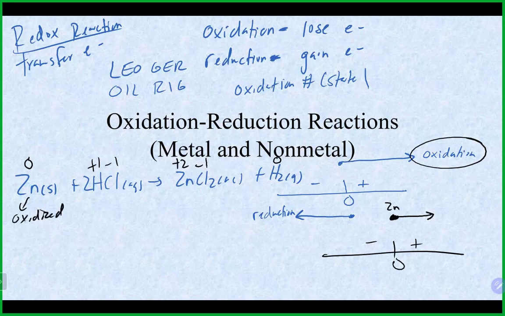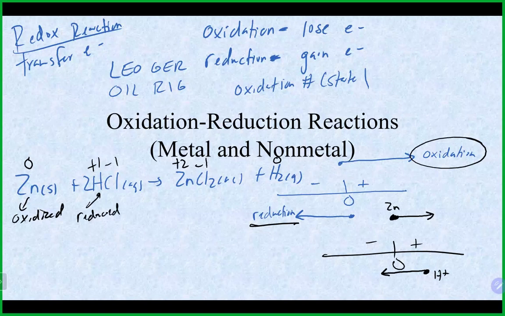Now, if we look at the hydrogen on the left-hand side, hydrogen is +1, just about there. And when it goes to the right-hand side, hydrogen is actually 0, which means it's moving in this direction, becoming more negative, which means the hydrogen here is actually being reduced or going through reduction.